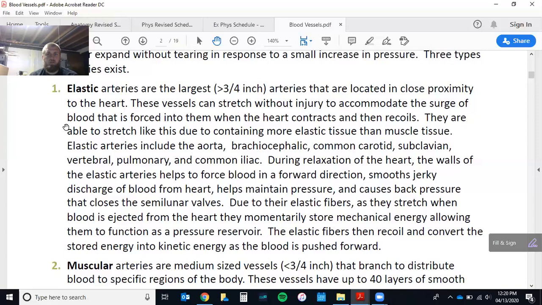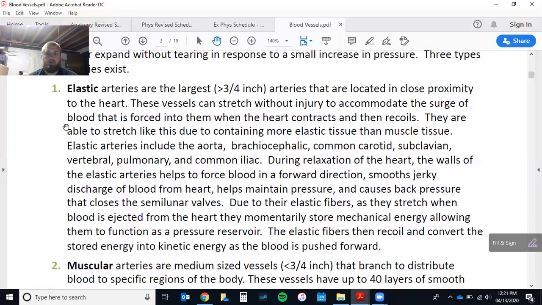A cool thing that they do: when our heart is relaxed, the walls of these elastic arteries help to force blood in a forward direction. And that's because they can snap back and push that blood forward due to that elastic fibering they have. They also smooth the jerky discharge of blood from the heart, help maintain pressure, and cause back pressure that closes those semilunar valves.